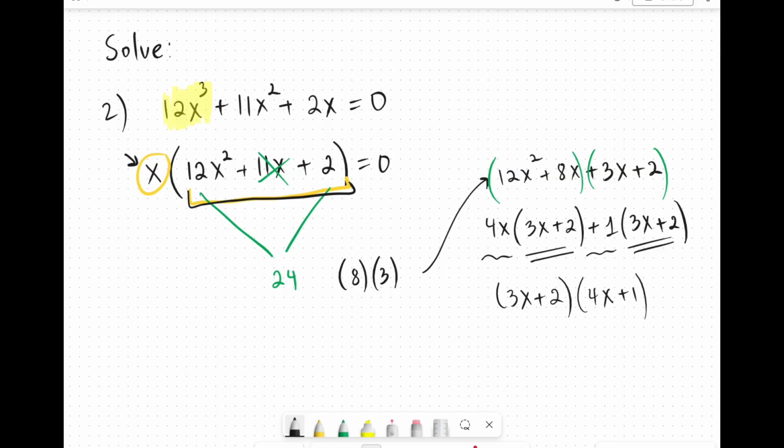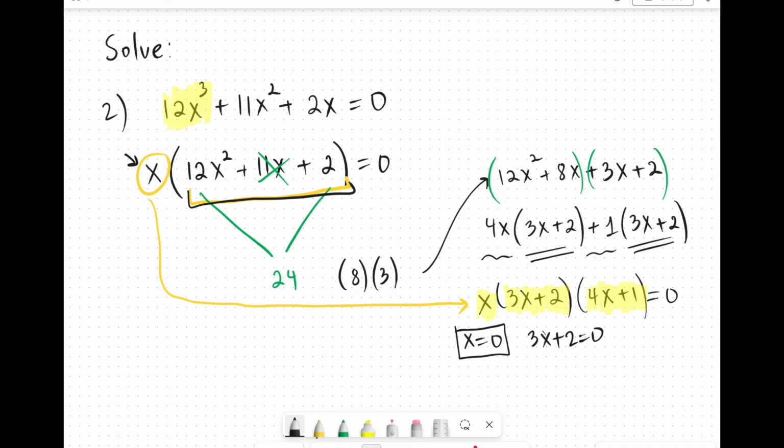And now I will go ahead and take this x that I took outside in the beginning and put it in the front. And we'll write equals to 0 because that's what we had in the beginning. What you have here is a factored polynomial with 1, 2, 3 factors. Each of these factors will have to be set equal to 0. So your first factor is x, and you're going to set that equal to 0, and that is your first answer. Your second factor is 3x plus 2. You set that equal to 0.